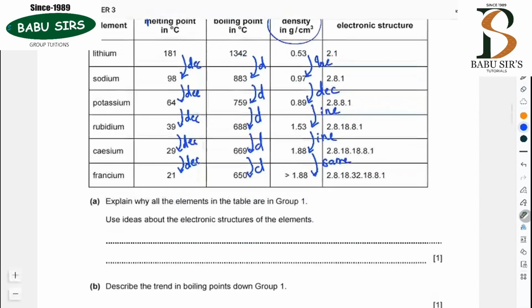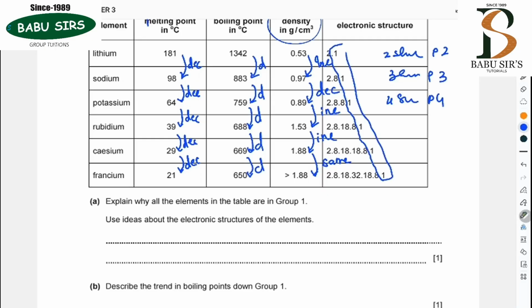Now if you see the electronic structure, you can see that here there are 2 shells. Here there are 3 shells, that is period number 2, period number 3. Here there are 4 shells, period number 4, and so on. And here you can see in the end everyone has 1 electron. This shows the group number. So here it is showing group number 1. So everyone has 1 electron in the outermost orbit.